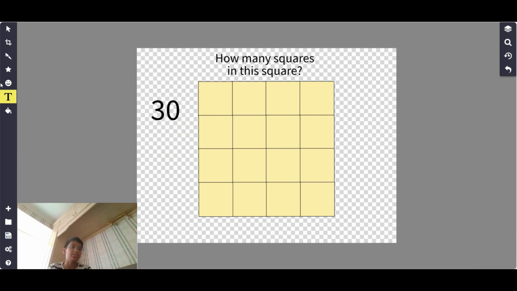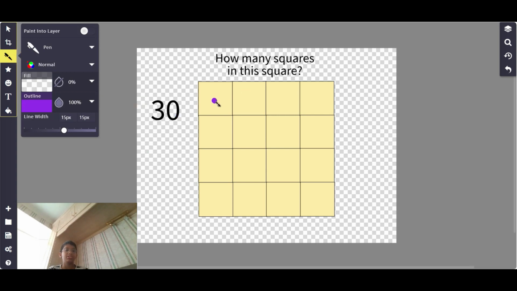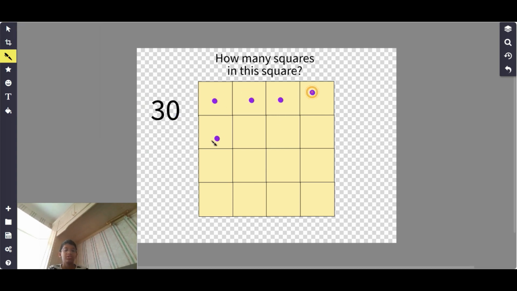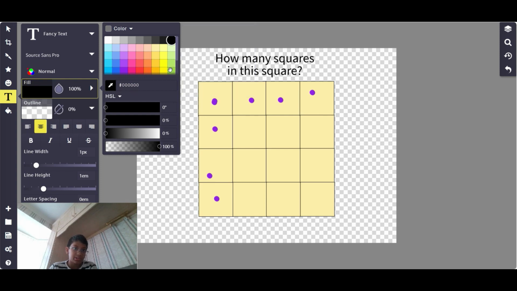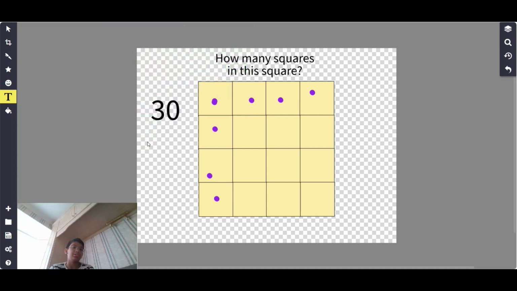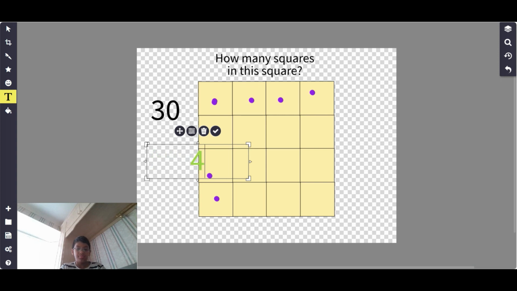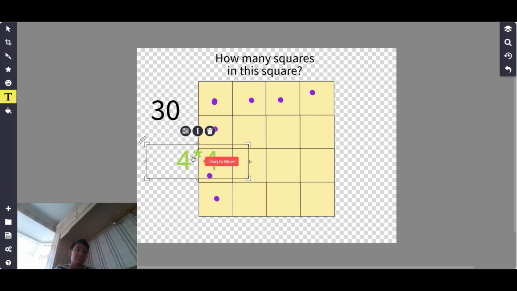Before that, you need to know the grid by grid squares. So this is 1, 2, 3, 4. 1, 2, 3, 4. A 4 by 4 grid. And because it's a 4 by 4 grid, it's a square. I'm going to write in a different color, in green. I'm going to write 4 by 4, which means 4 times 4.